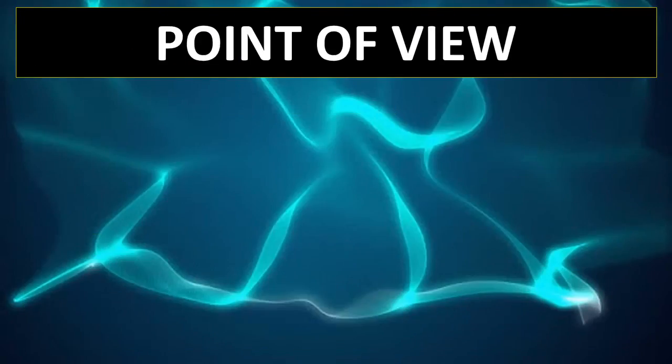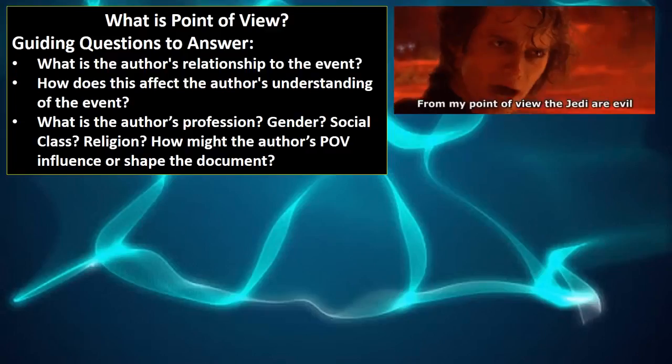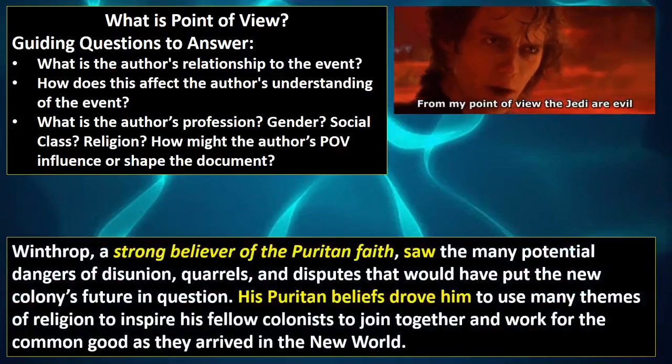Number 4, point of view. So what is the author's point of view of this particular document? Guiding questions: What is the author's relationship to the event? How does this affect the author's understanding of the event? What is the author's profession, gender, social class, religion? How might the author's point of view influence or shape the document? Can you find any sort of bias? And like we mentioned earlier, we are all biased in some sort of way. So be thinking about that as you start to put this together.